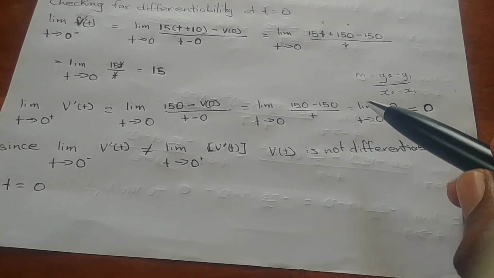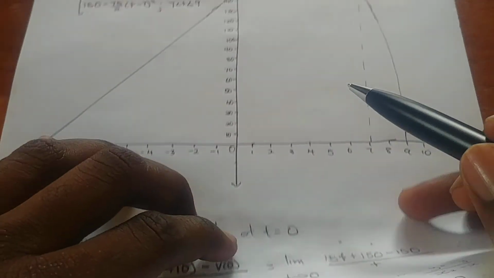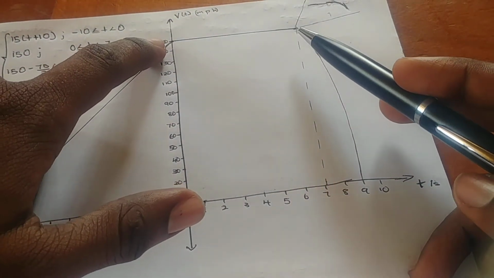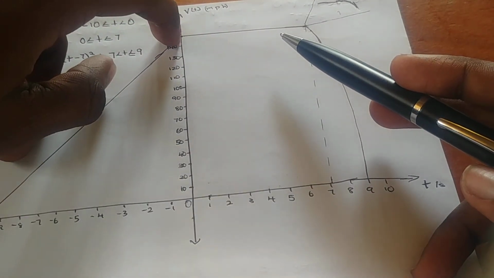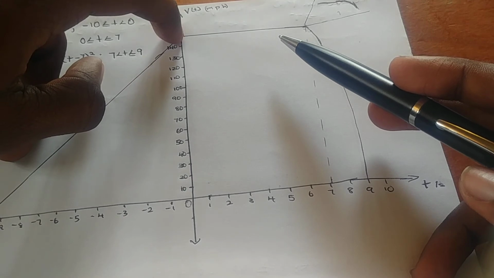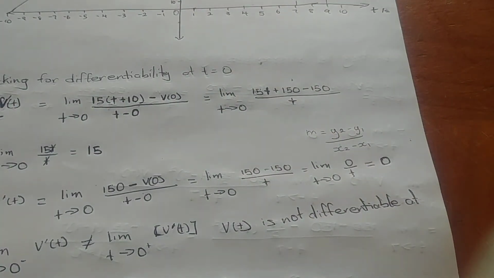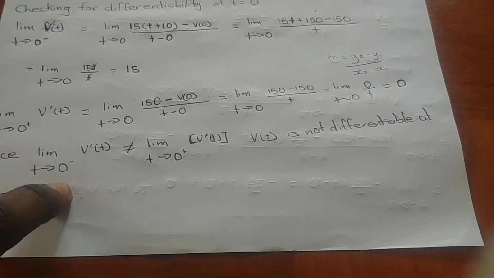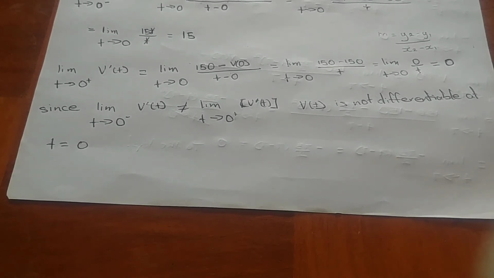So when you look at the gradient coming from the right, and the gradient coming from the left, we can see that this one gives us 0 and this one gives us 15. So at that point we can argue that there are two different gradients, and because there are two different gradients, it's not differentiable. There must be only one gradient for every point. It's not differentiable because from the left it's not equal to the right.